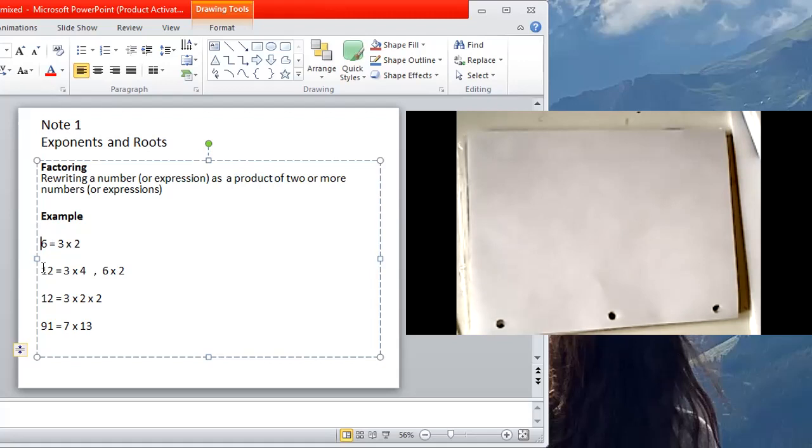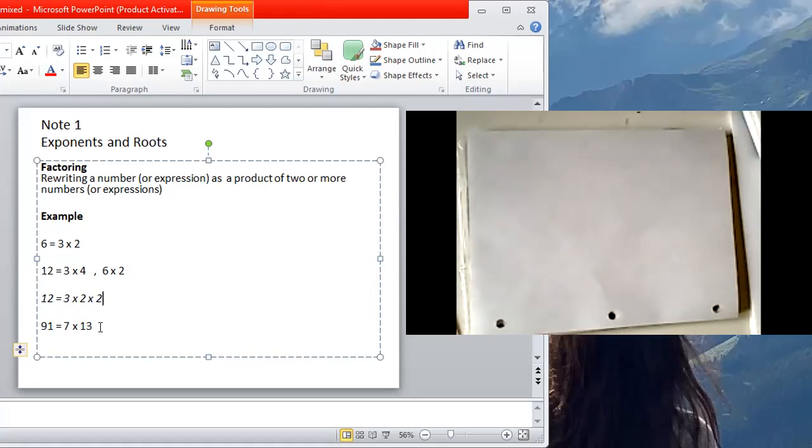12 can be written in a few ways. 3 times 4, 6 times 2, 12 times 1 as well. That's not there, but also legal and possible. And what I'd like you to notice for the purpose of this topic is that 12 can also be rewritten not just with two numbers, but more numbers. We can notice that 3 times 2 is 6, times 2 is 12. And all of these numbers are prime.